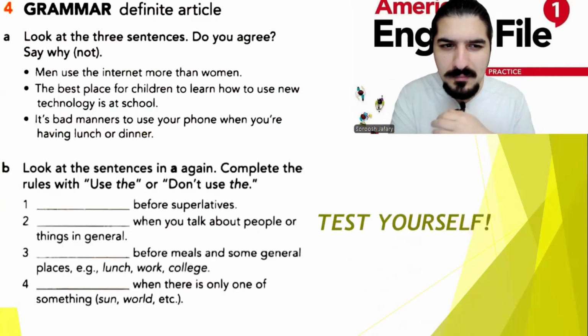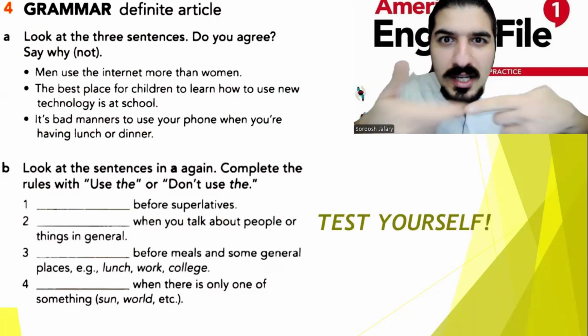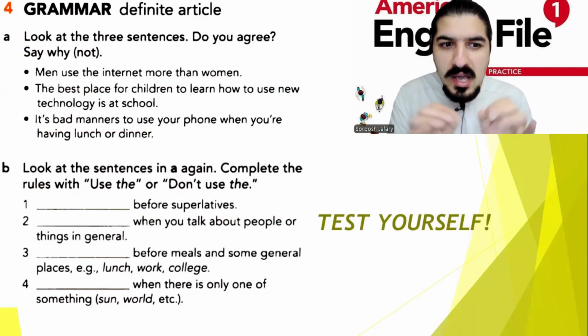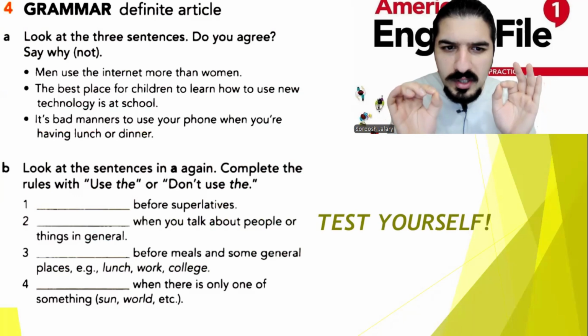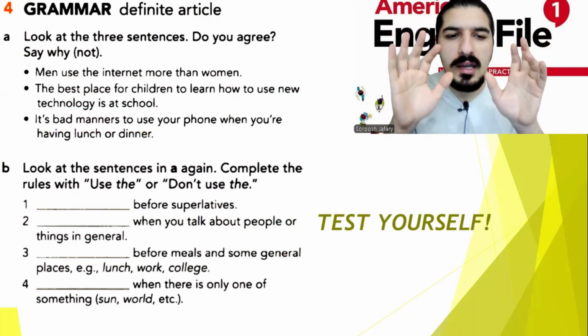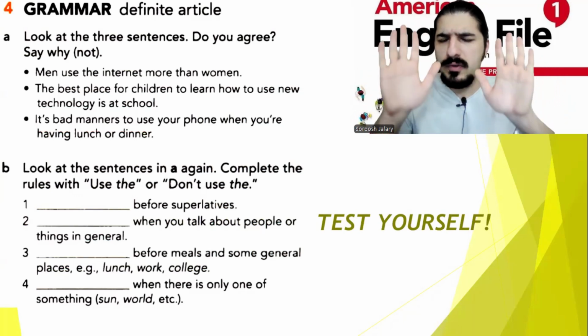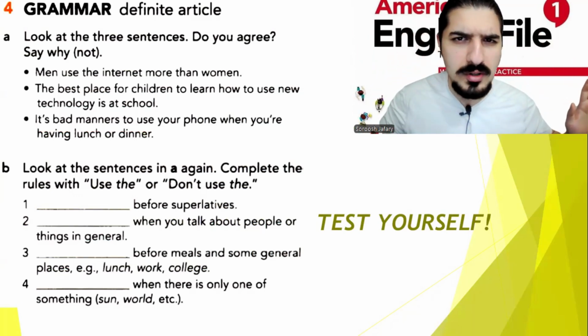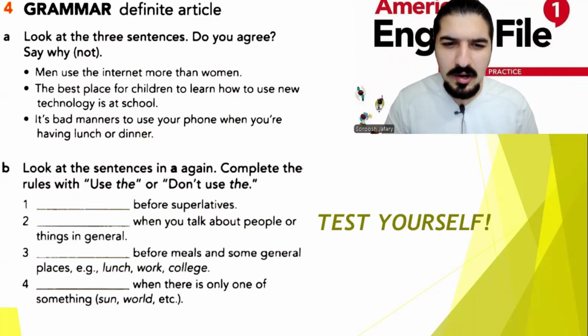What's the next step? Now look at the sentences in A again, the sentences that you just discussed. Complete the rules with use the or don't use the. Write these. Test yourself. You've got all the time in the world. I'll be waiting. Okay? So let's see.